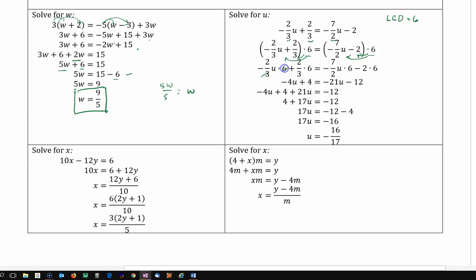So we simplify. The 3 and the 6 cancel, so we're left with 1 there and 2 there. And then minus 2u times 2, that gives us minus 4u. We cancel this as well, and we're left with 4, 2 times 2. The same thing here, we cancel, and we're left with minus 7 times 3 times u, so minus 21u. And then minus 12. Fractions are gone.